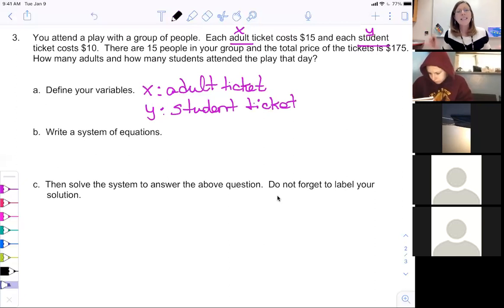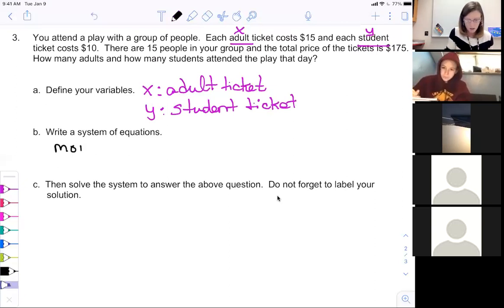So that should be an easy part. Whatever's first in the sentence is X, whatever's second in the sentence is Y. Part B, write a system of equations. So this is where we need a money equation, and then we need an equation dealing with how many tickets were bought.